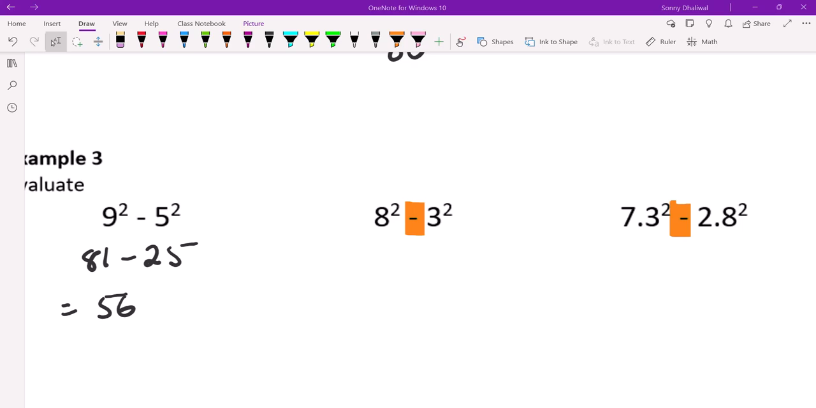Who shares the number here? 64. 64. Minus what number? 9. 9. Subtract those two numbers. What do you get, Kai? 55. Good. Elise, you want to share the next one? Your numbers looked good.